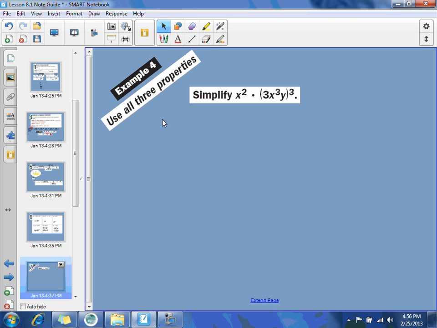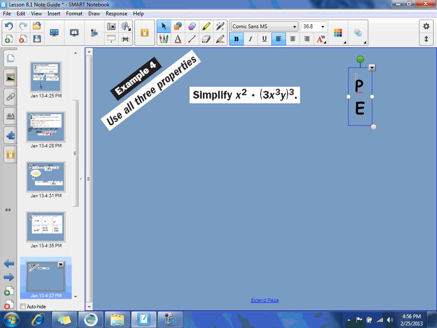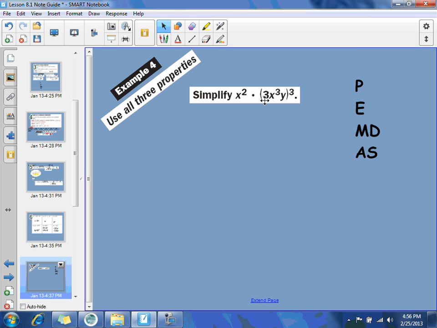Now you're going to have to use kind of all the properties together. So here you've got x squared times this whole expression to the third power. Well, remember your order of operations. We got to do the parentheses first. The only problem is there's nothing to solve in the parentheses. So let's move to the exponents. Now, x squared is an exponent, but here this expression is to a power. Let's take care of that first.